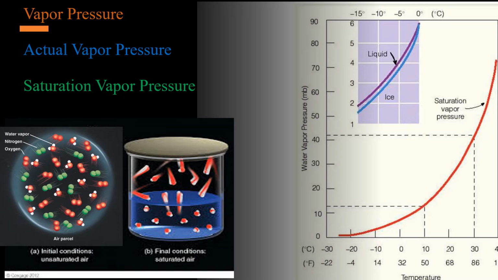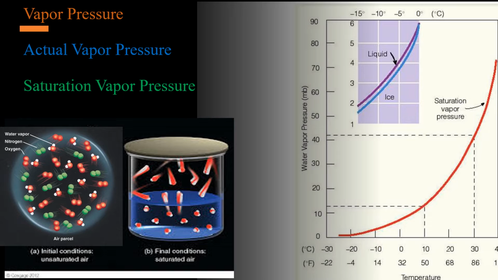The total pressure inside the parcel is due to the collision of all molecules against each other inside the surface of the parcel. In other words, we can say the total pressure inside the parcel is equal to the sum of the pressure of the individual gases.